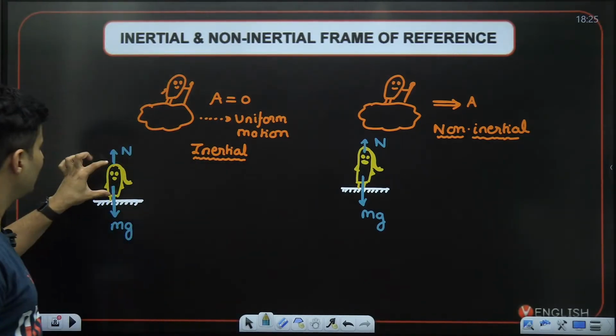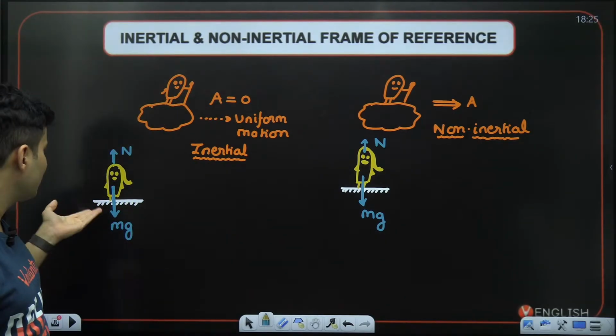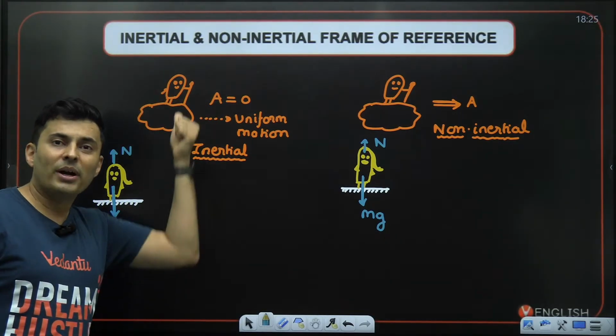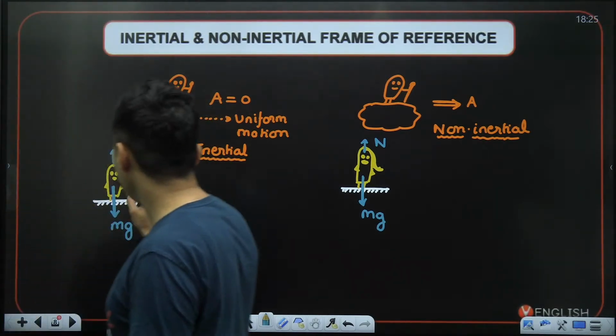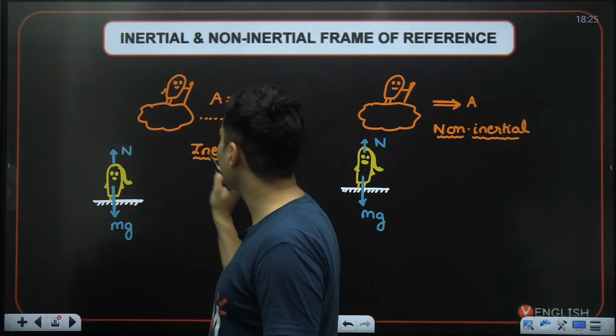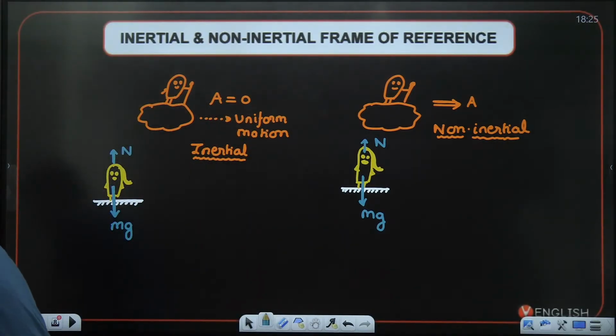If you notice this particular Champa for this Pandu, because this Pandu is not accelerating, this Champa is also on earth. What will be the relative acceleration? Quickly answer in the chat box. What will be the acceleration of Champa with respect to this inertial Pandu? Come on, answer in the chat box, everyone.